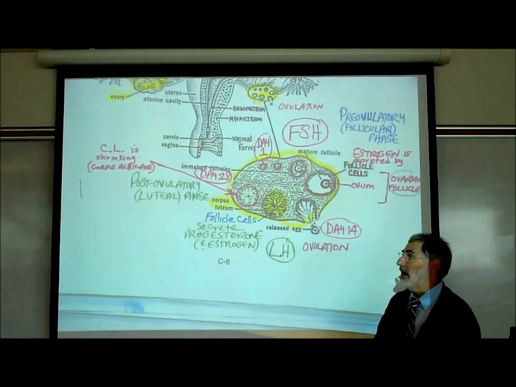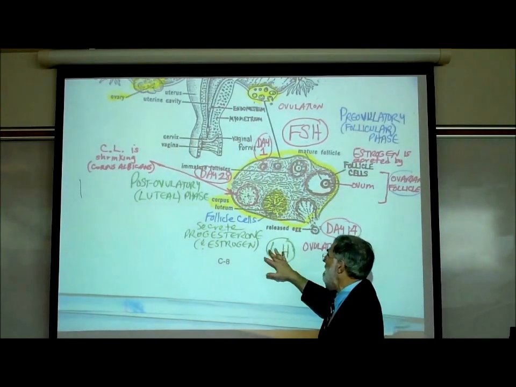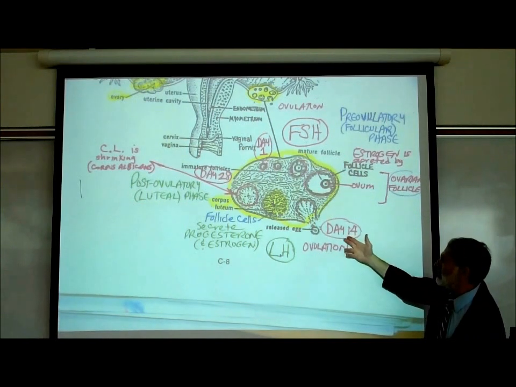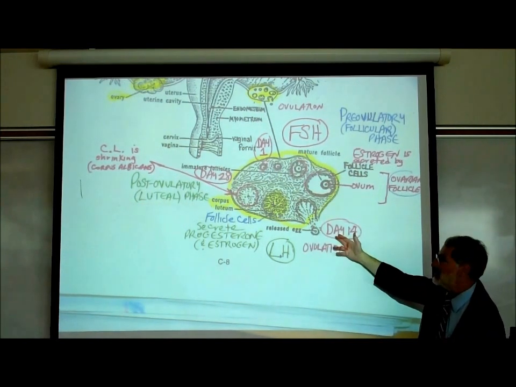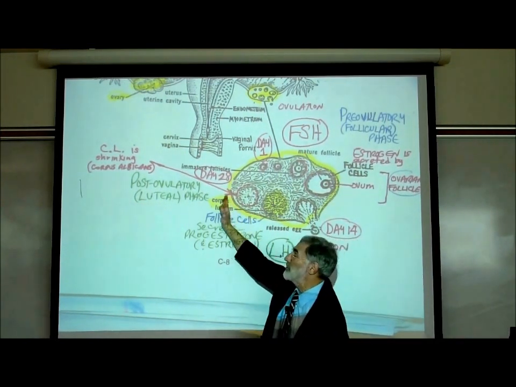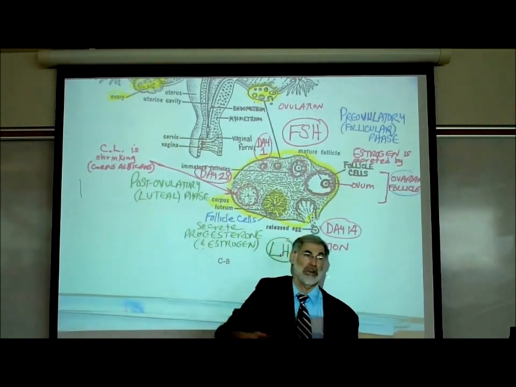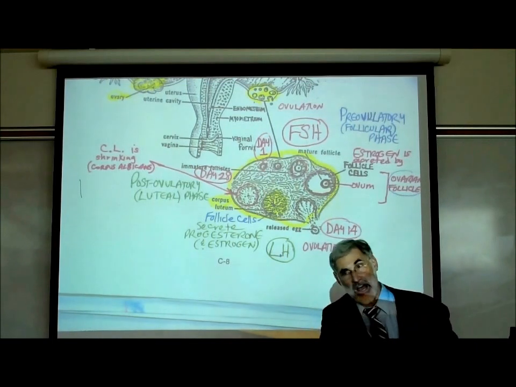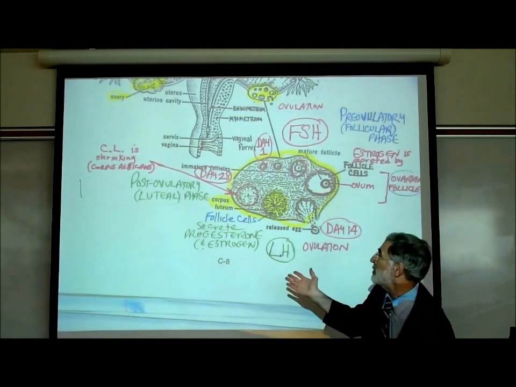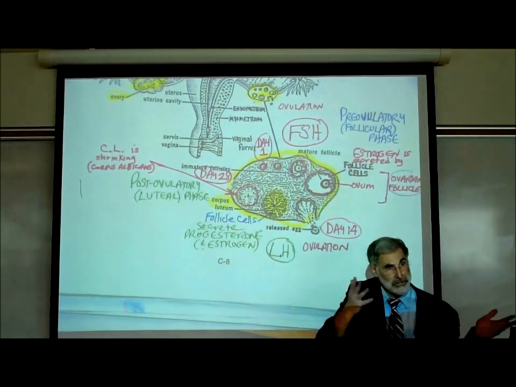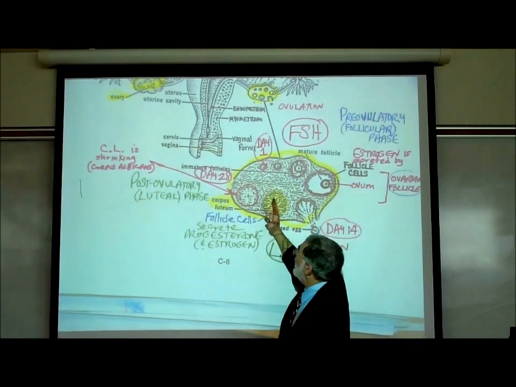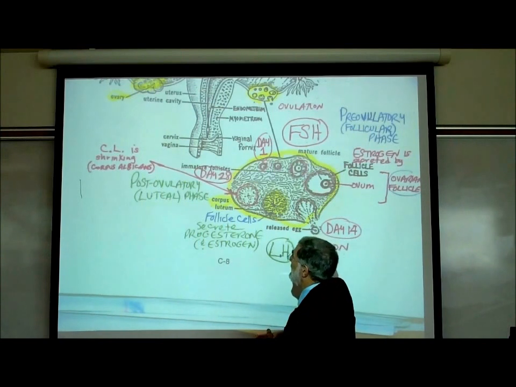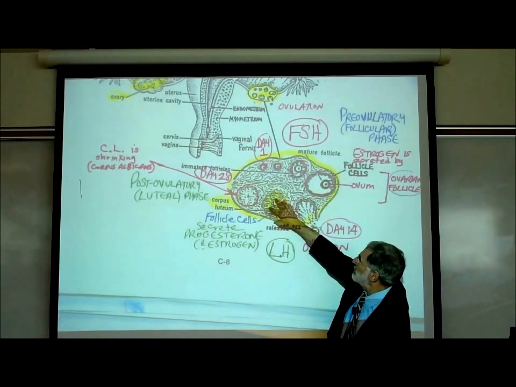And then what happens after about 2 weeks? When did we say LH started to be secreted? Around day 14. That's what caused ovulation. And it will continue to be secreted until about day 28. It might be secreted till day 29 or day 30, or it might be secreted only to day 25 or 26. It's just approximate.